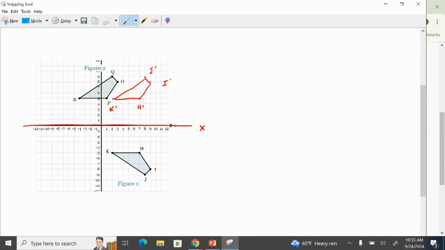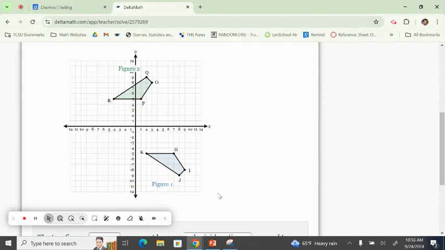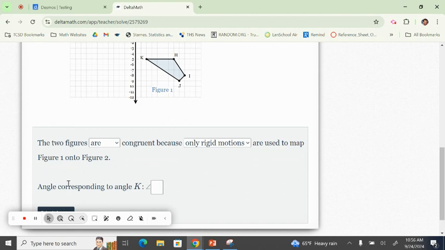And then if I slid this triangle to the left, K prime would go 1, 2, 3, 4, 5, 6. So we'd go to the left 6 units. That would mean that K would land on R. And that means that angle R, let me erase that circle I just did, that angle R would be congruent to angle K. So back on the problem, I would come down here and say, the angle that corresponds to angle K is angle R.